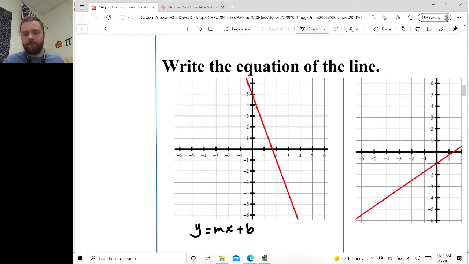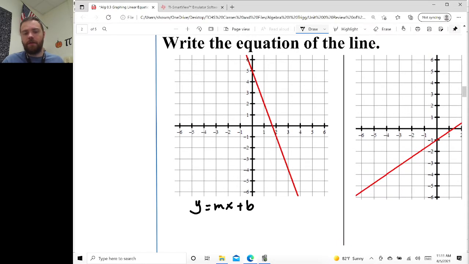But y equals mx plus b, what you want to do is find your b term. That's your y-intercept. So b is the y-intercept. It's where it hits the y-axis.